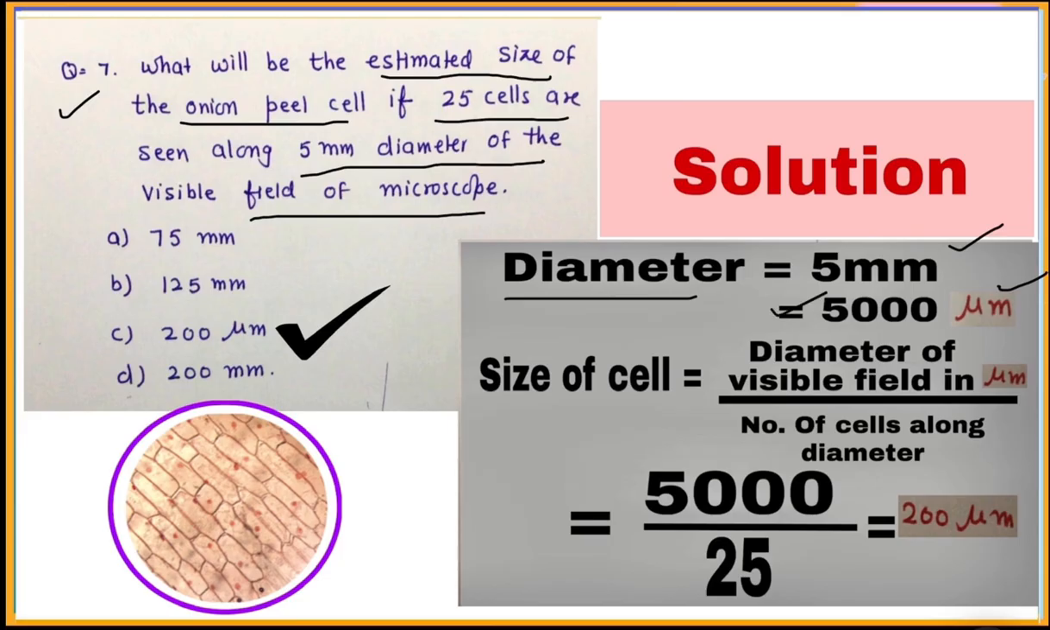Now estimated size of onion peel cell can be calculated by the formula. Diameter of visible field in micrometer divided by number of cells along diameter. Here diameter given is 5000 micrometer and number of cells along diameter given is 25. Divide these two and you will get 200 micrometer. So here answer is C. The estimated size of the onion peel cell will be 200 micrometer.